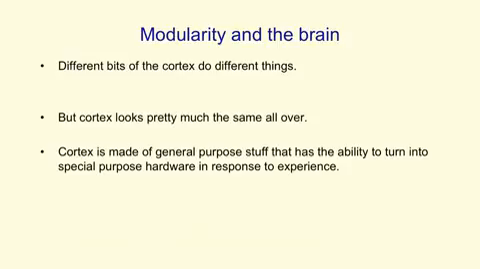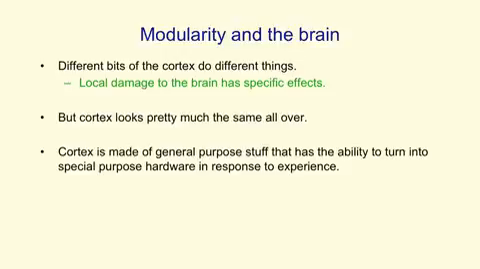One final point about the brain is that the cortex is modular, or at least it learns to be modular. Different bits of the cortex end up doing different things. Genetically, the inputs from the senses go to different bits of the cortex, and that determines a lot about what they end up doing. If you damage the brain of an adult, local damage to the brain causes specific effects. Damage to one place might cause you to lose your ability to understand language. Damage to another place might cause you to lose your ability to recognize objects.